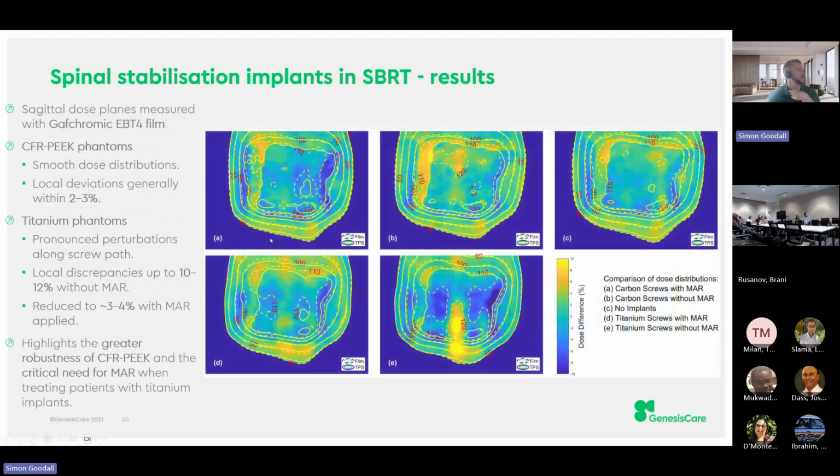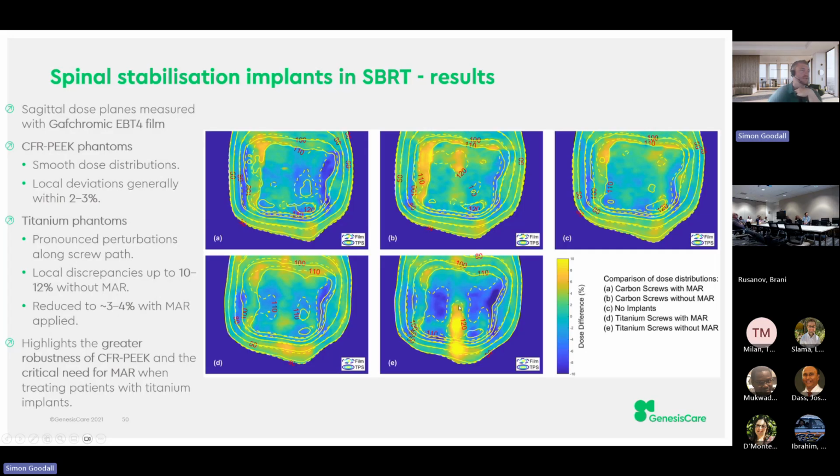And then we looked at these film doses. So this was the final part of the study. And this comes back to the image we saw earlier. So up in this top right-hand corner in image C is no implants, and we can see relatively smooth dose distributions. There's no major discrepancies in the scale. So these greeny areas are pretty much correct. With the titanium implants on the bottom row there, you can see quite clearly where the screw position is down the middle of the spinal target. And when the MAR is not used, we can see pretty large discrepancies, up to 10 to 12%.